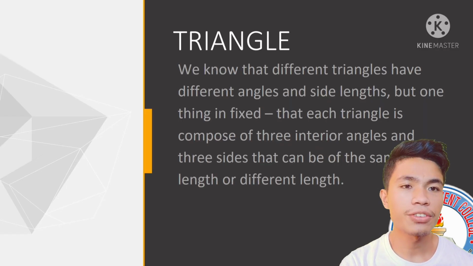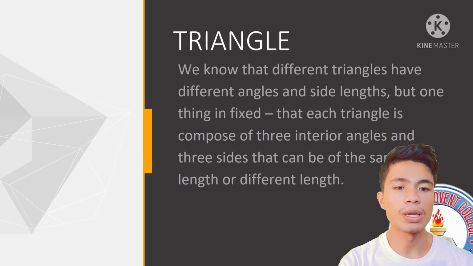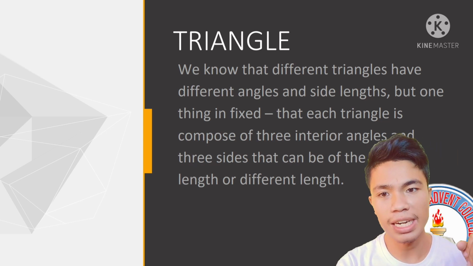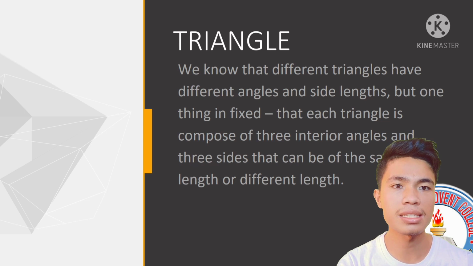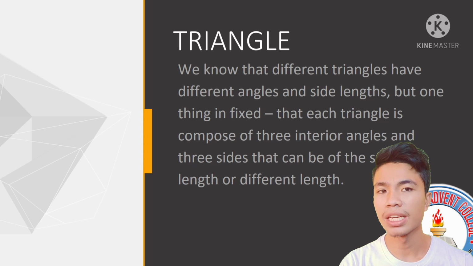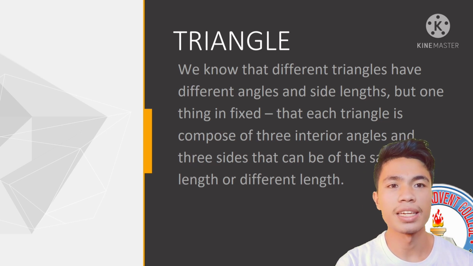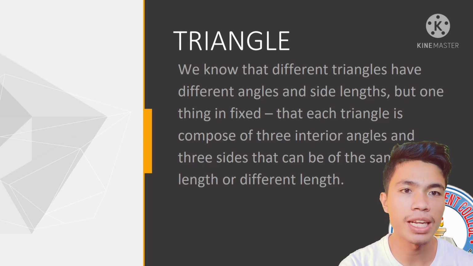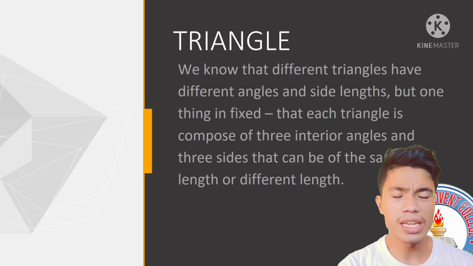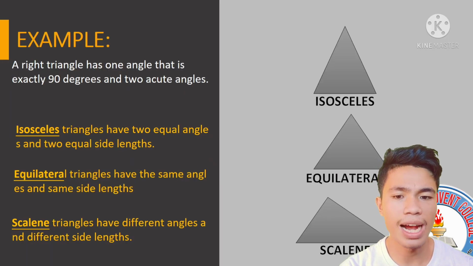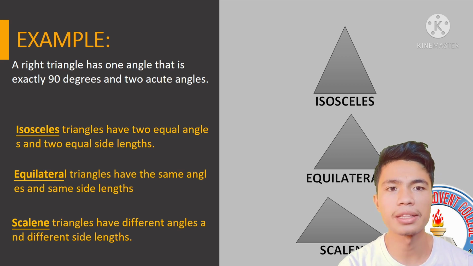We know that different triangles have different angles and side lengths. But one thing is fixed. With all those differences in their angle measurements and side lengths, there is one thing in common. It has 3 angles and 3 side lengths. The 3 angles always add up to 180 degrees. Examples of the different types of triangles are the isosceles, the equilateral, and of course the scalene.